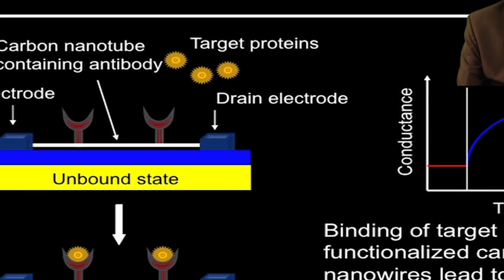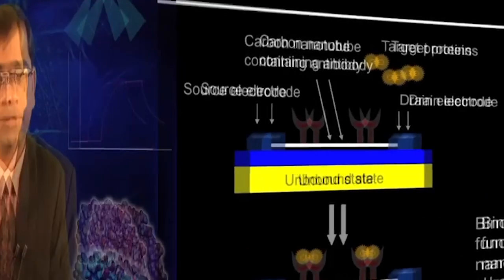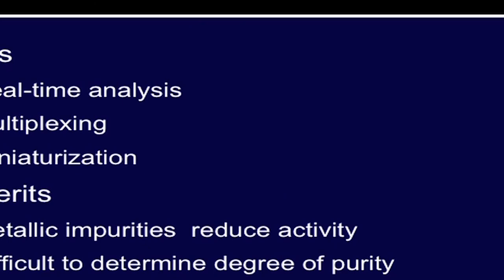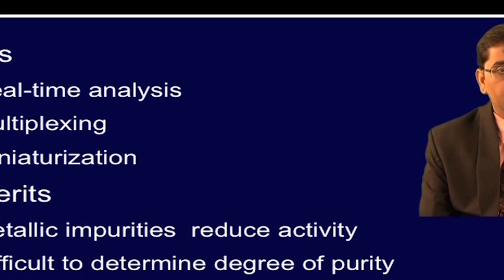The binding of the target protein to the functionalized carbon nanowires leads to a detectable change in electrical conductance, and this change in conductance is measured for detecting different types of proteins as well as small particles, including viruses. There are various applications showing the potential of this technology. Let us discuss some merits and demerits of using carbon nanotubes and nanowires. They allow real-time analysis, similar to some of the previously discussed label-free techniques, including SPR, where we had the opportunity to monitor the reaction in real-time, which is not the case with the label-based techniques, which are mostly endpoint analysis.